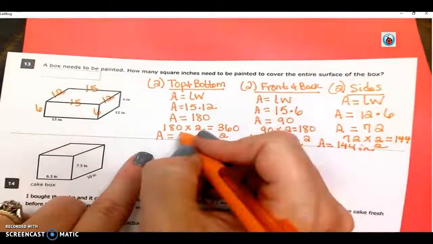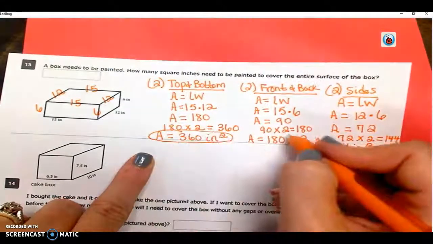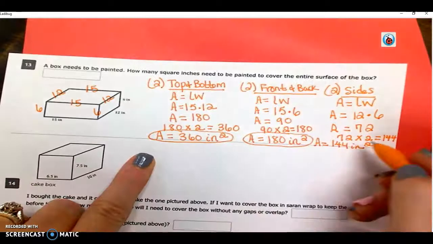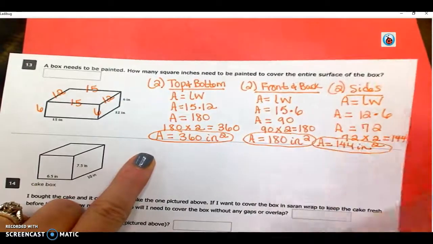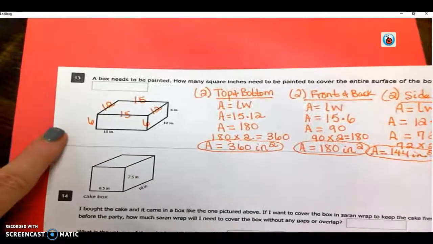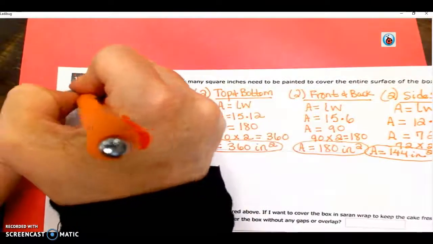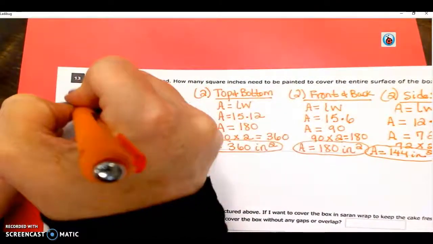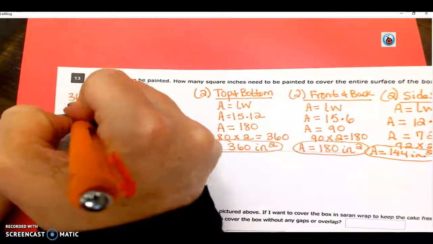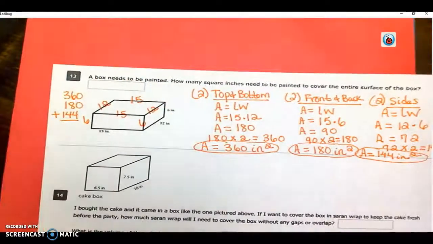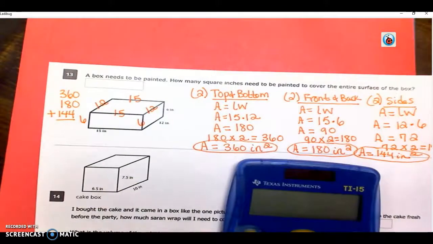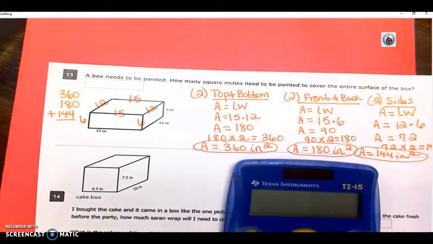Okay, so we need this area, and this area. All right, so I'm going to come over here. We've got 360, we've got 180, and we've got 144. So let's add those up. We're out of time again, so add those up and move to the next video.